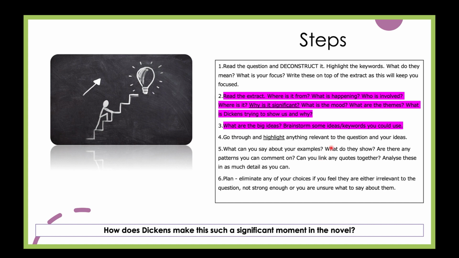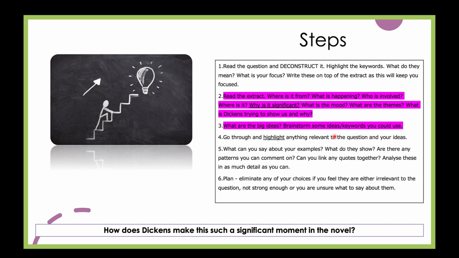And also, number 3, think about the big ideas. So what are the big ideas that Dickens is trying to present? What themes can you see? Which themes are evident? And then at this point, you just brainstorm ideas and also brainstorm keywords that you can use. This particular step is really important, because whatever you do here should really help you with the rest of your planning and also your essay writing.